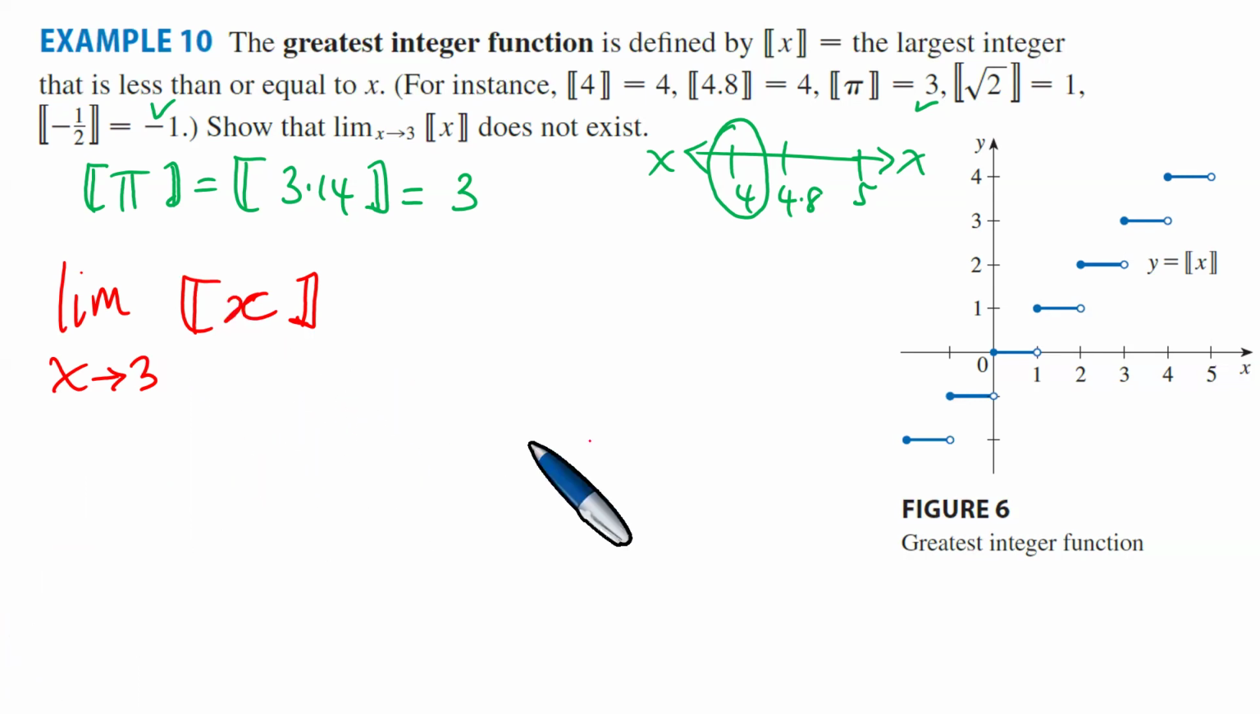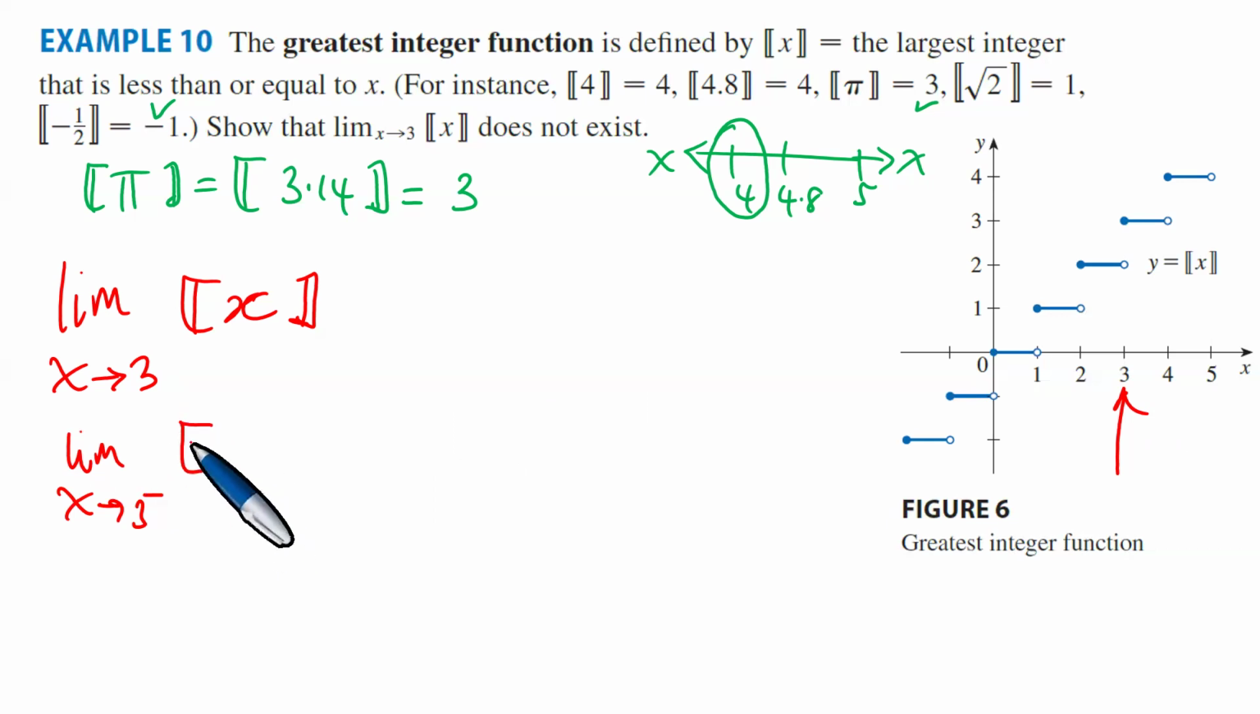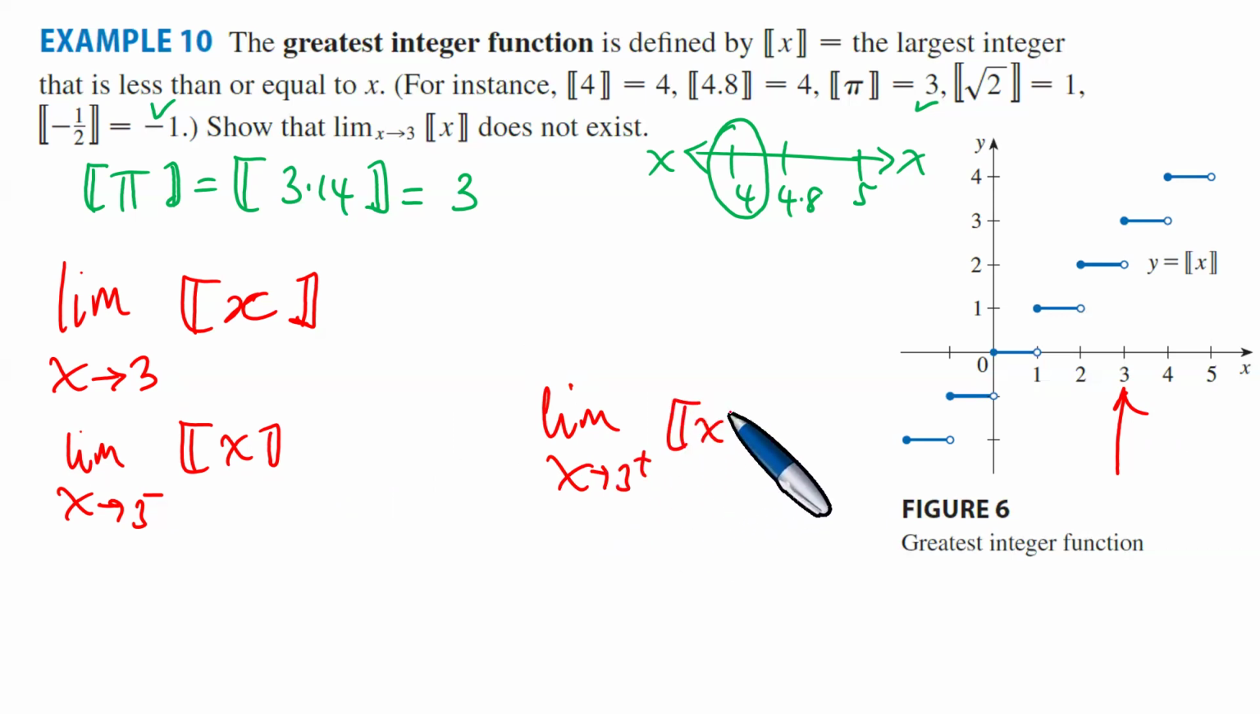Okay, that's fine. So first and foremost, we need to identify x equals 3 here. And x equals 3 is this one, correct? We need to look at what happens when x approaches 3 from the left of 3, but also we're going to look at the limit as x approaches 3 from the right of 3.